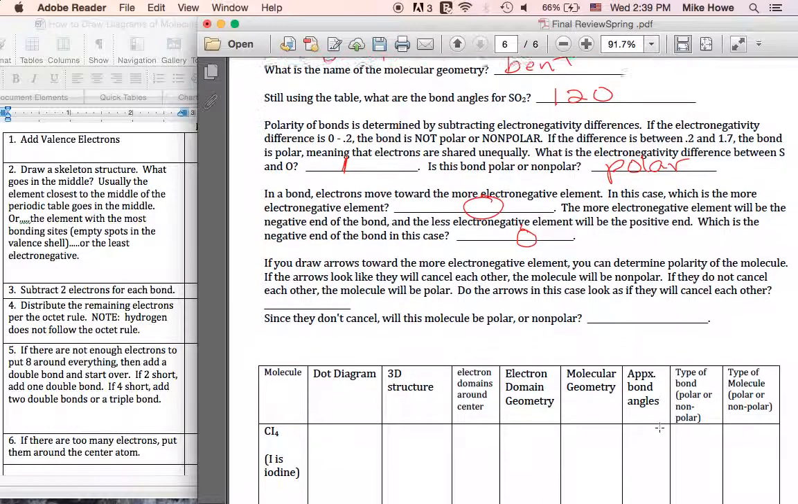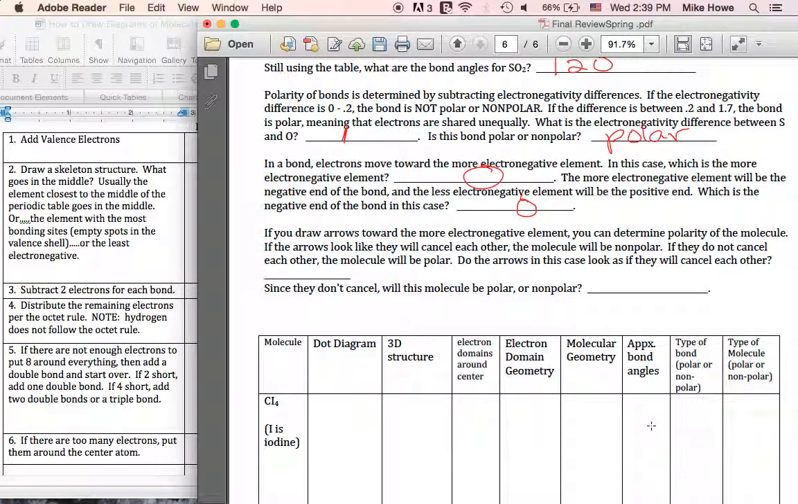Okay, if you draw arrows toward the more electronegative element, you can determine the polarity of the molecule. If the arrows look like they cancel each other, the molecule will be nonpolar. But if they don't cancel each other, the molecule will be polar. So I'm going to redraw the shape of the molecule right here so I don't have to keep scrolling back and forth. This is what it looked like.